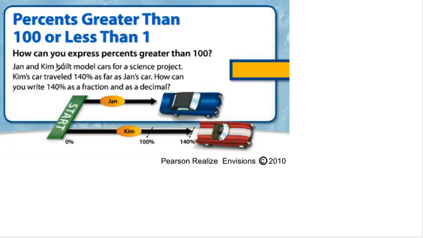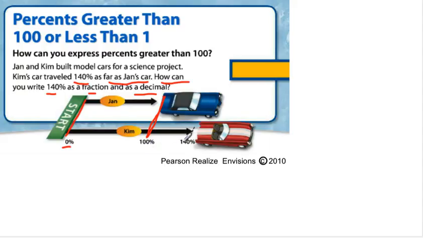Jan and Kim built model cars for a science project. Kim's car traveled 140% as far as Jan's car. How can you write 140% as a fraction and as a decimal? So here's the situation. They line their cars up at the starting line, which was 0% distance. Jan's car stopped at a certain point, and we're going to call that certain point 100%.